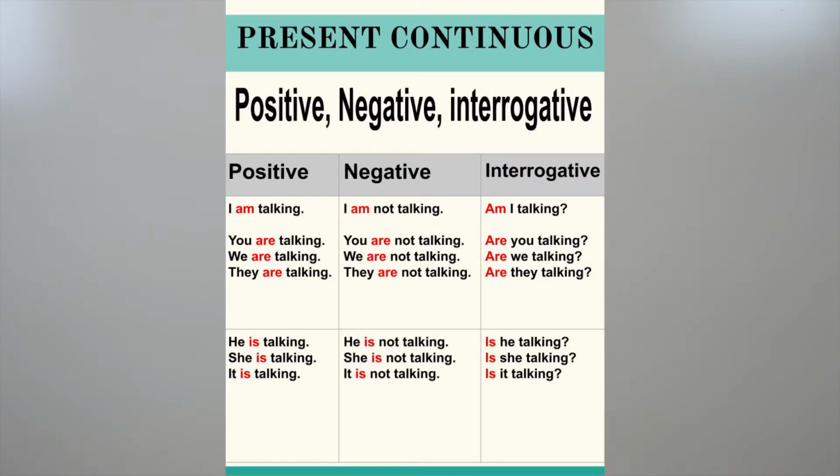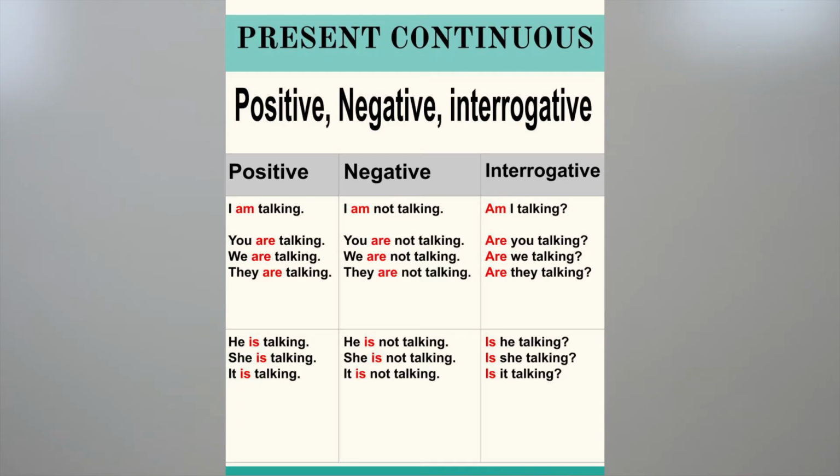So just like in the present tenses, you can form positive, negative, and interrogative, which remember means a question, sentences using the present continuous. Let's take a look at this chart of how we can use the present continuous in these 3 ways. On your screen, you see the examples. In the positive, we say, I am talking. You are talking. We are talking. They are talking. He is talking. She is talking. It is talking.